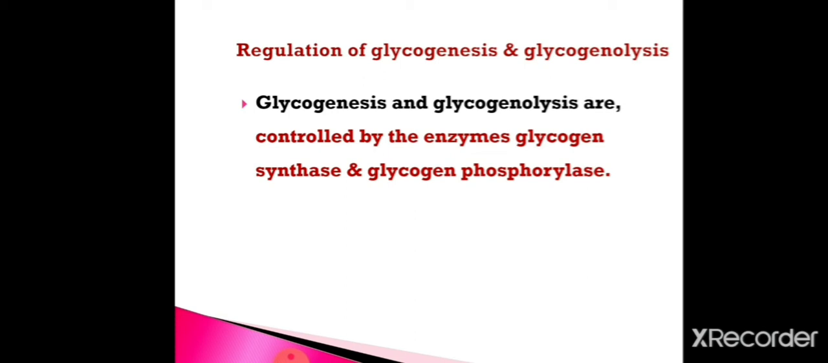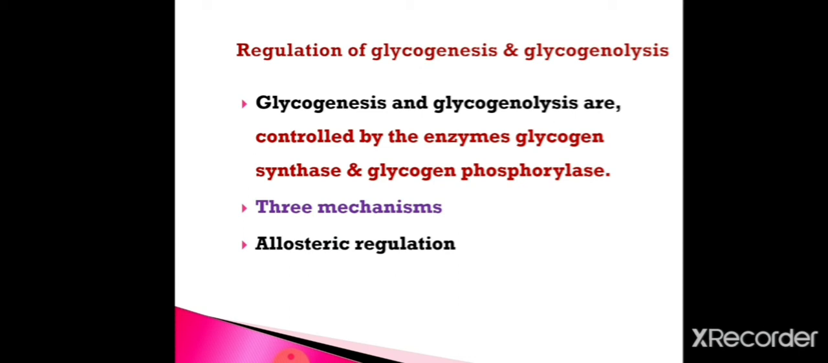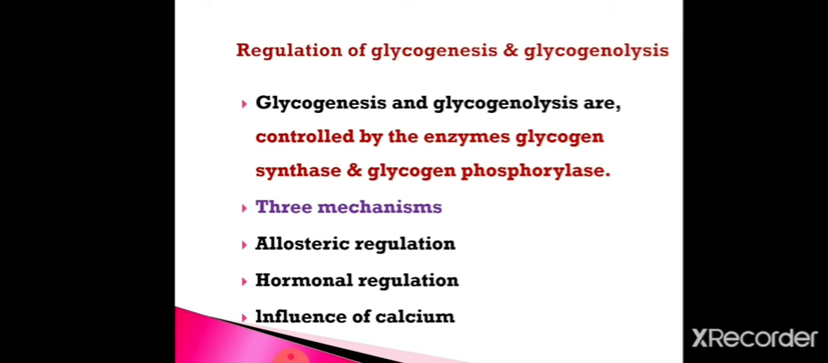So as we said, glycogenesis means the synthesis of glycogen, and glycogenolysis means the breaking down of glycogen. Glycogen metabolism is controlled by the enzymes glycogen synthase and glycogen phosphorylase. The regulation of glycogen metabolism is mainly by three mechanisms. One is allosteric regulation, second is hormonal regulation, and the third is by the influence of calcium.